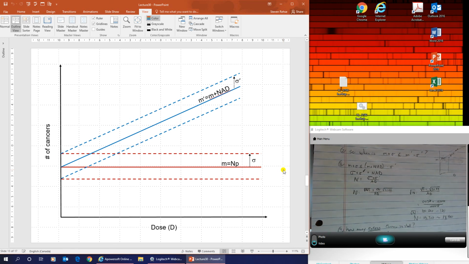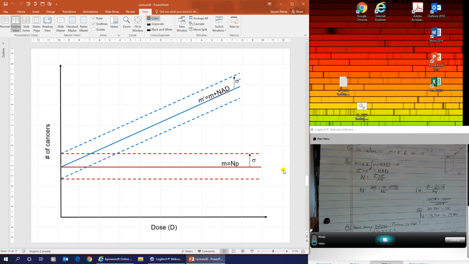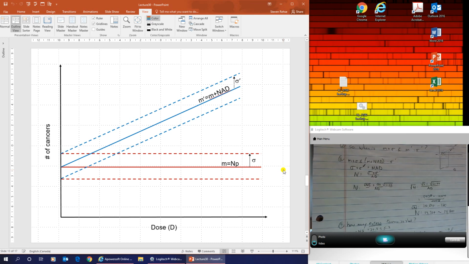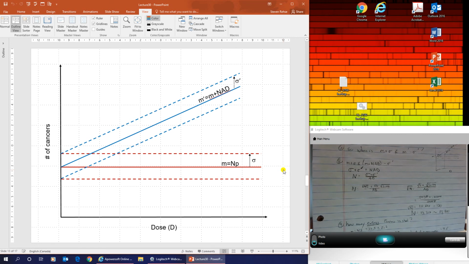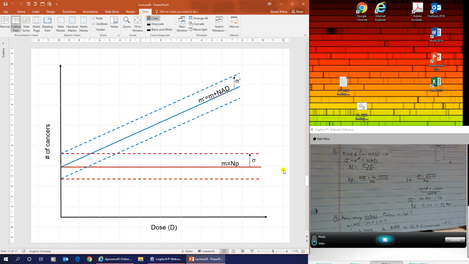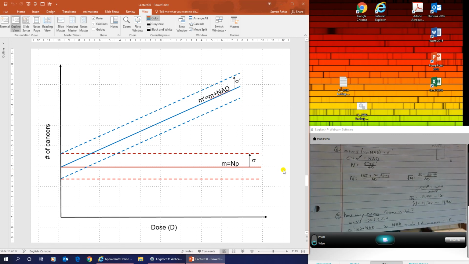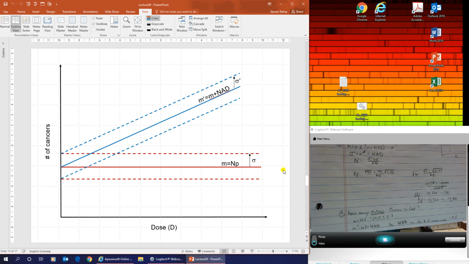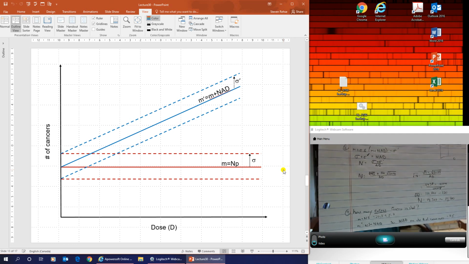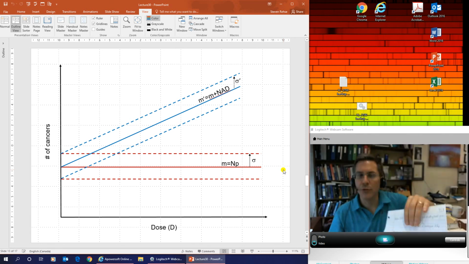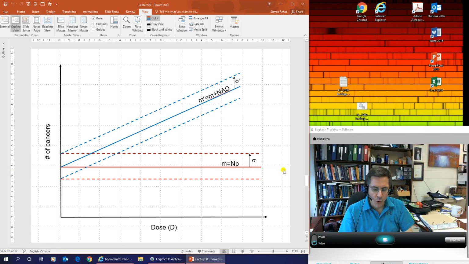So S, I plug in A times D. Remember, I'm using the problem where D is 2 gray. I know what AD is. I divide by that. I find that the square root of N is 120. Square both sides to get N equals 14,400 cancers. So in a group of 14,400 women, that is when the number of cancers becomes noticeably, statistically, significantly different for the women who get mammograms.